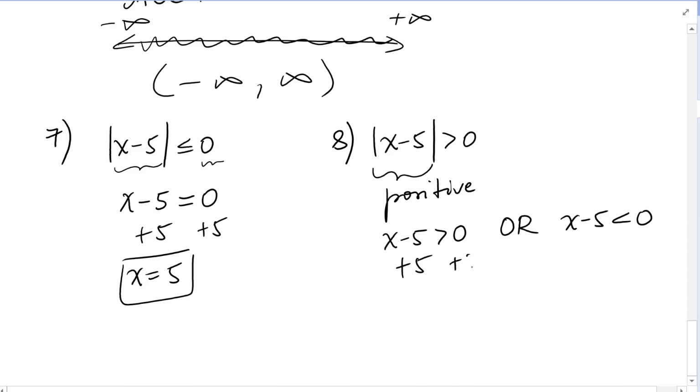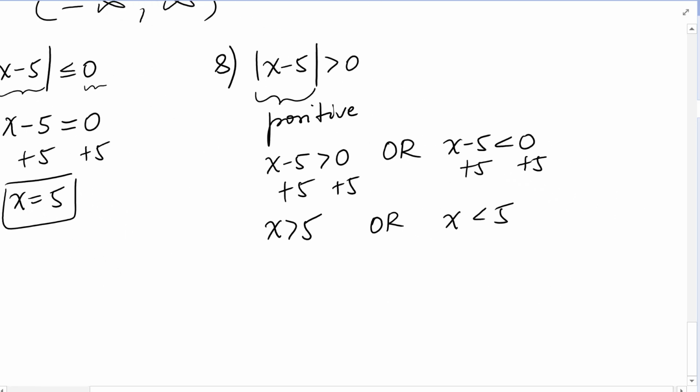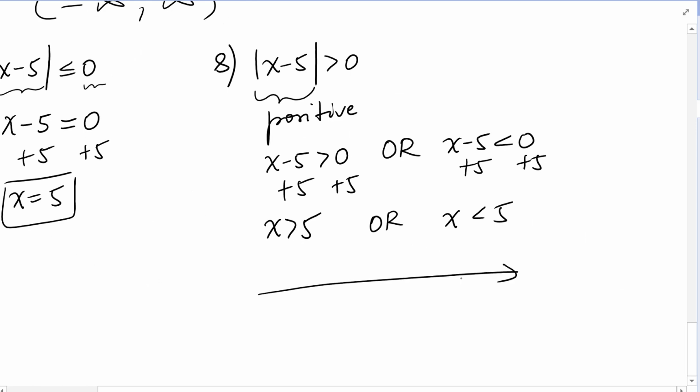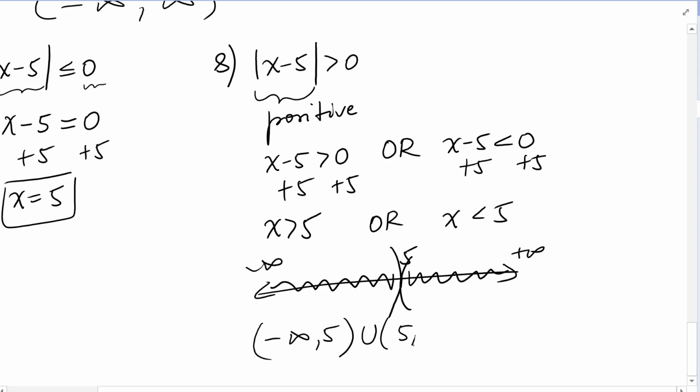We add 5 to both sides and we get x greater than 5. We add 5 to both sides and we get x less than 5. So x greater than 5 or less than 5, what does that mean? Negative infinity to positive infinity, we put 5, and we want greater than 5, which means we go like this, and then we want less than 5, which means we go like this. So what is the answer? The answer is negative infinity, 5, union 5, infinity.